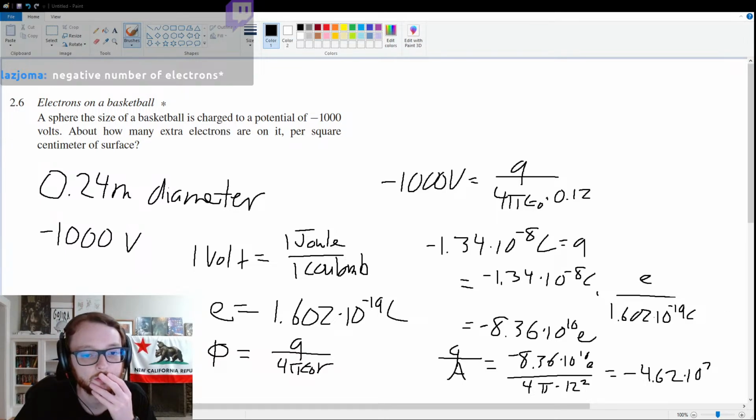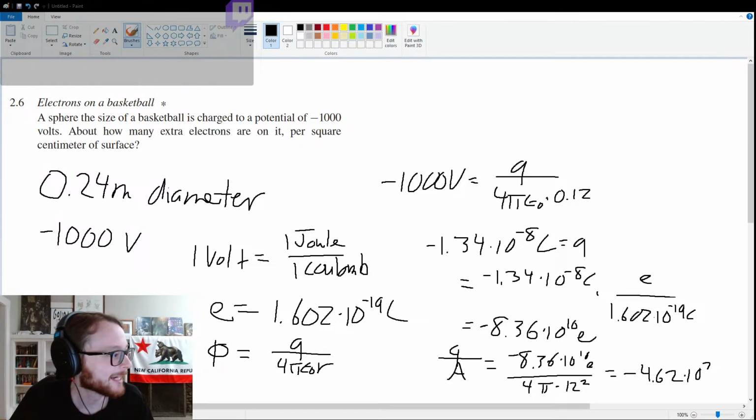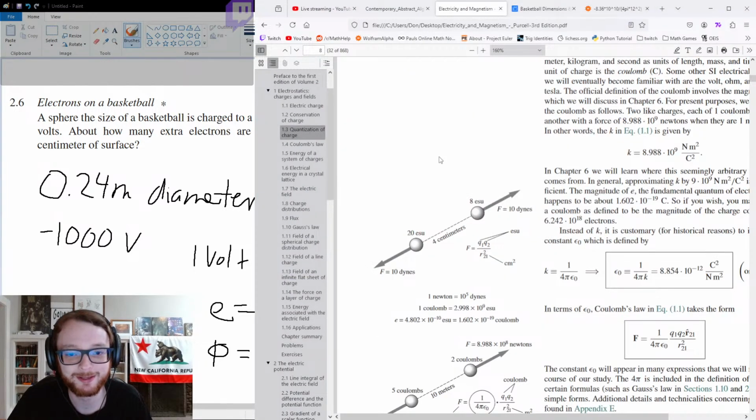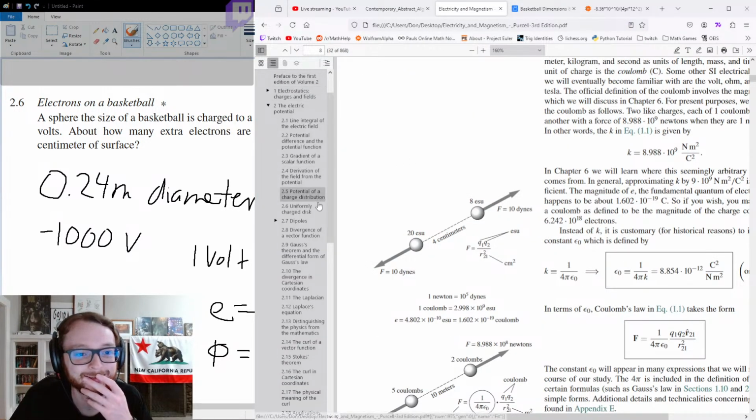Is that reasonable? In a square centimeter of a basketball with negative... I mean, I have no idea, but that's reasonable, I guess. I've never counted the electrons on a charged basketball that's made of rubber, or whatever they're made of. It probably isn't very conductive in the first place.